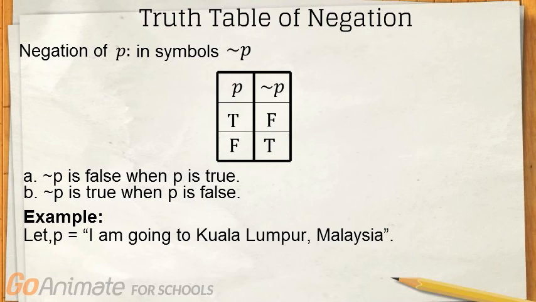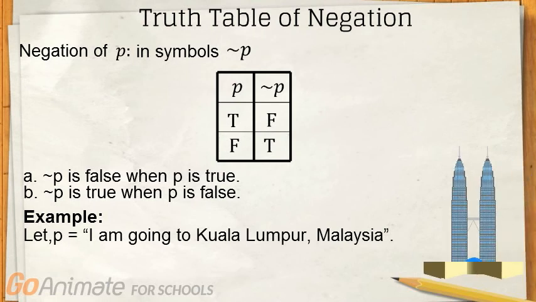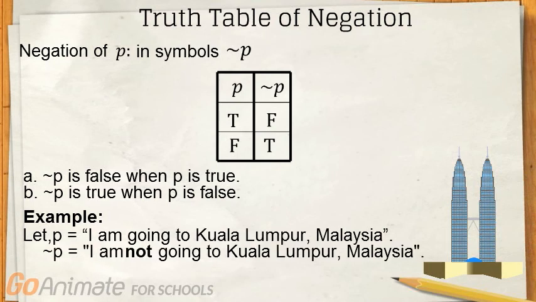Example. Let P be the statement, I am going to Kuala Lumpur, Malaysia. Negation is the statement, I am not going to Kuala Lumpur, Malaysia.